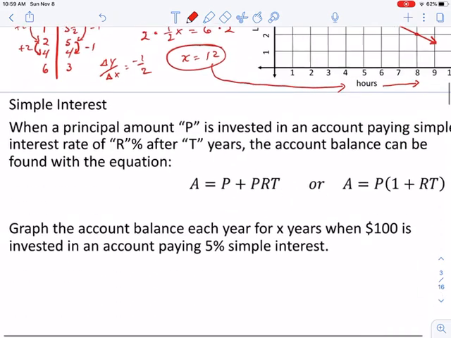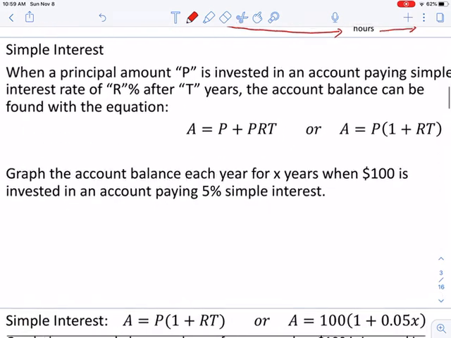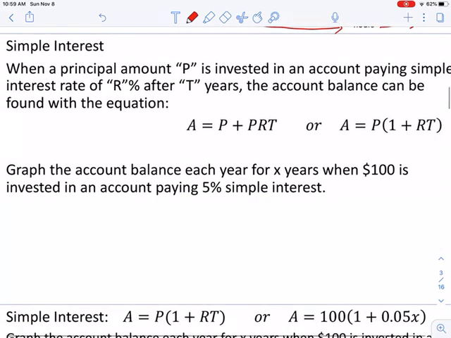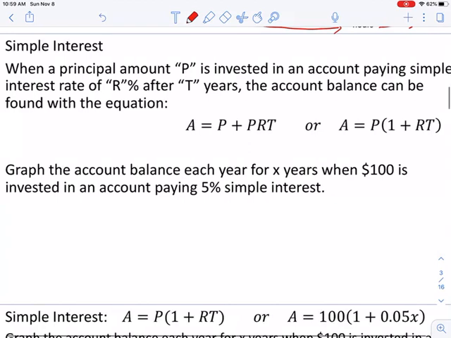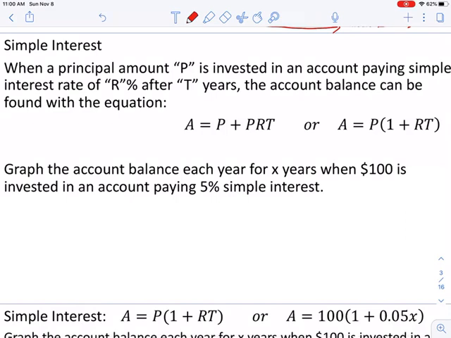Oh, very good. All right, let's try this one. When a principal amount P is invested in an account paying simple interest at a rate of R% after T years, the account balance can be found with the equation. So we have another one with an equation.